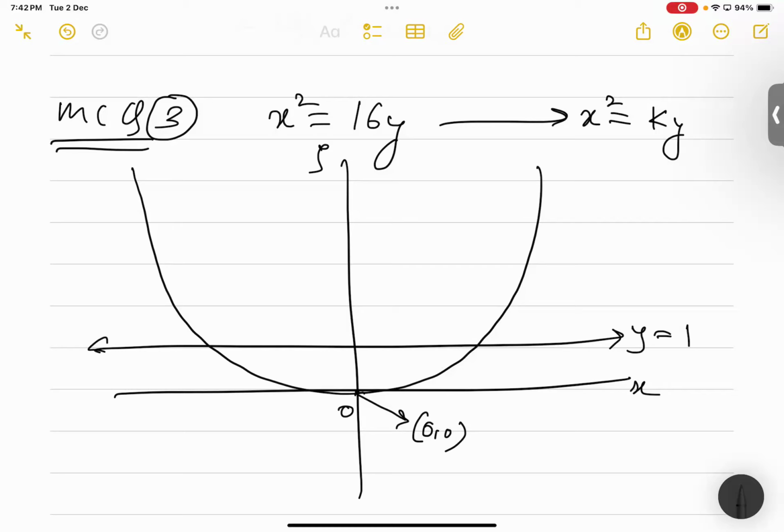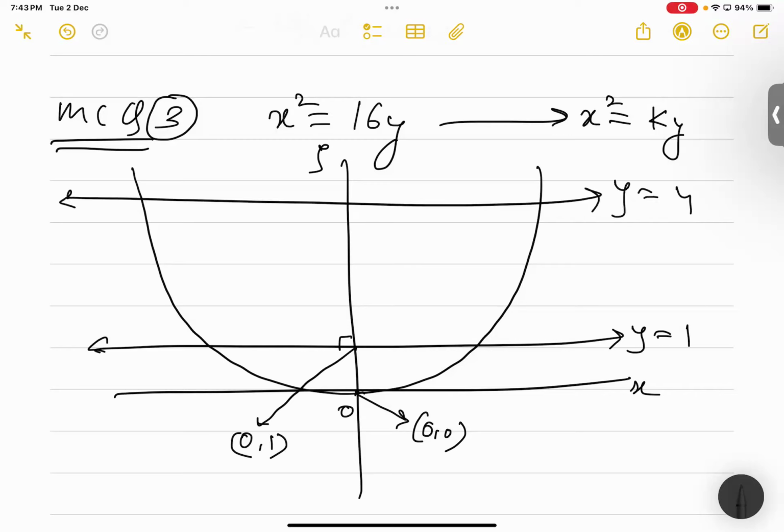Y is equal to 1. What is y is equal to 1? Line perpendicular to y-axis at this point is 0, 1, and y is equal to 4 is perpendicular to y-axis at 0, 4. Now this time we are going to check x coordinate or y coordinate? Y coordinate, because the lines are y is equal to 1 and y is equal to 4.